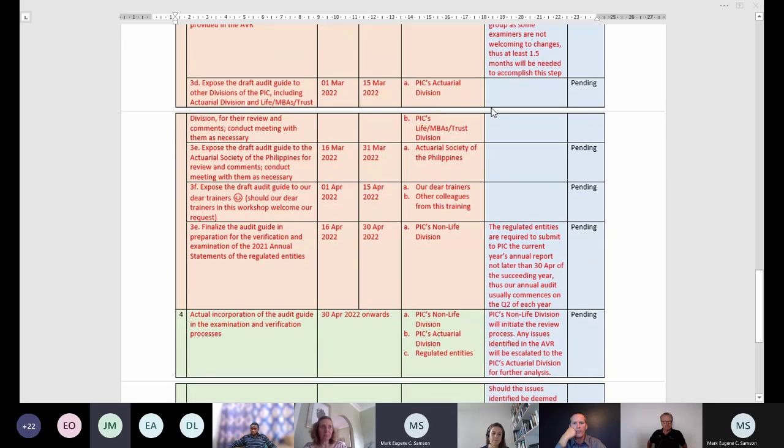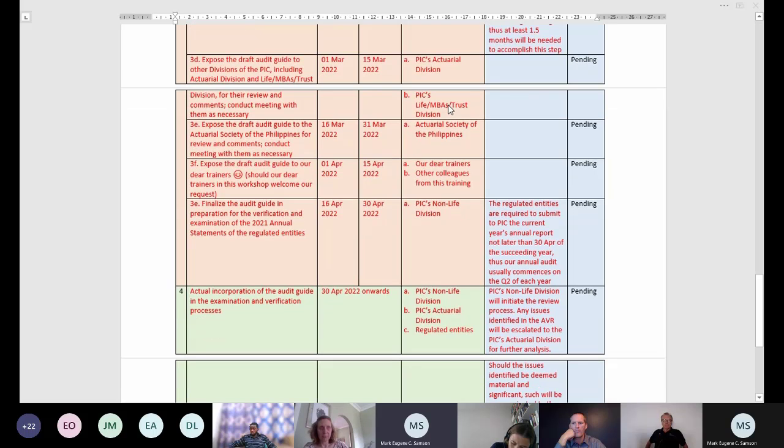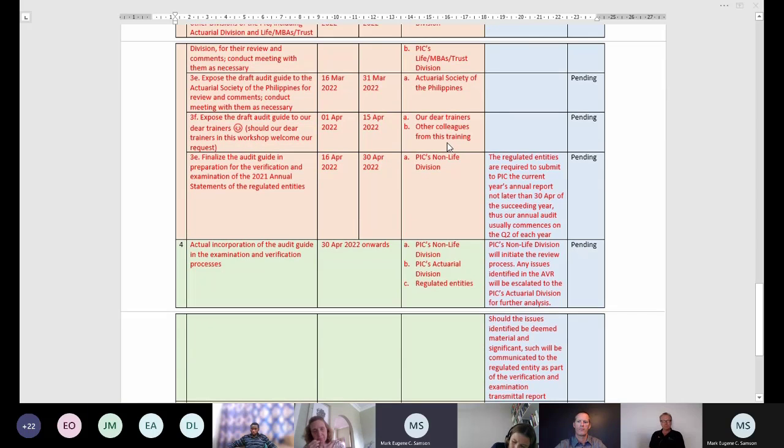And after drafting the audit guide, we would expose the same to different key stakeholders, those who are within the organization, such as the actuarial division and the life, MBAs and trust division. We would also expose the same to the Actuarial Society of the Philippines. And if we would be lucky enough, we would be able to expose the said draft guide to our dear trainers and other colleagues from this training as well. If you are welcome to that, we can expose the same. Our target is Q2 of 2022.